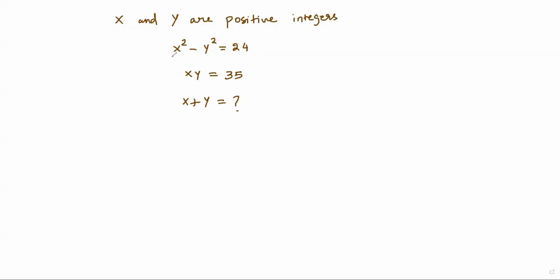Okay, let me take the first equation, that is x squared minus y squared equals 24. Here on the left side, we have a difference of two squares. We can consider the basic identity in algebra, that is a squared minus b squared. This is called the difference of two squares. The factored form of a squared minus b squared equals a plus b times a minus b. This is one of the basic identities of algebra. So whenever we find a difference of two squares, it is equal to a plus b times a minus b.